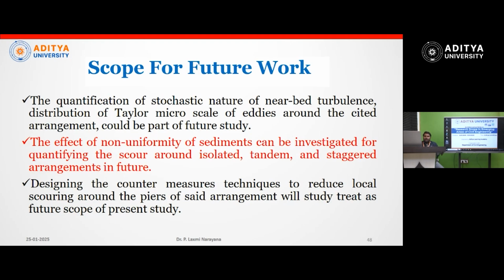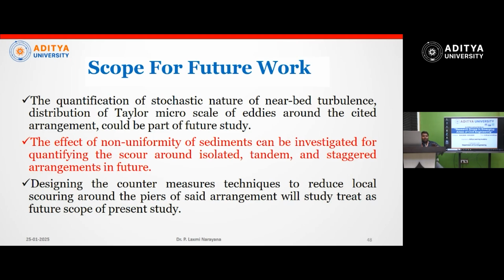Another one is quantification of the stochastic nature, meaning the frequency analysis, which I didn't do. Many spectral analyses are still open: we can understand the size of the eddies and everything with the help of the eddy sizes. The Taylor macro scale is a very important concept. That part I didn't touch. That is one of the gaps.